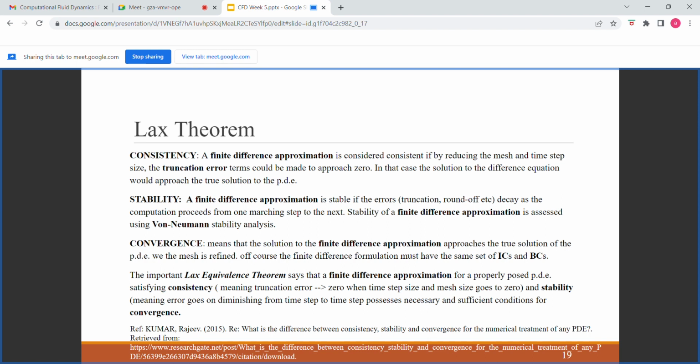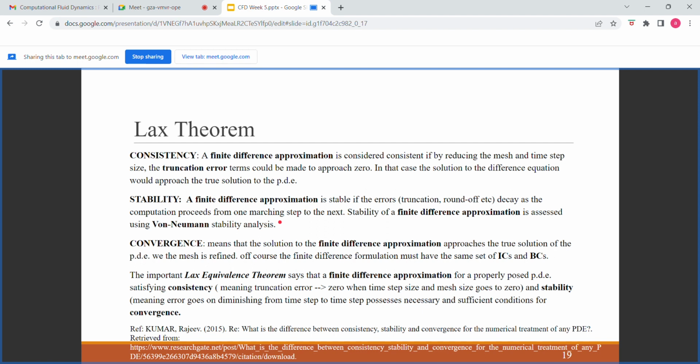That is, when we are marching from one step to the next in time, the round-off error, the truncation error, all the errors should be reducing and approaching zero. They should be decaying. That is known as stability. Stability is analyzed using von Neumann stability analysis.